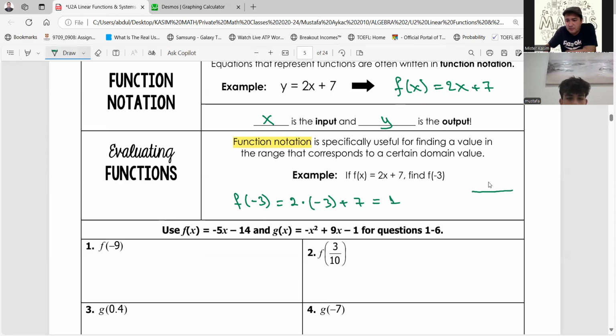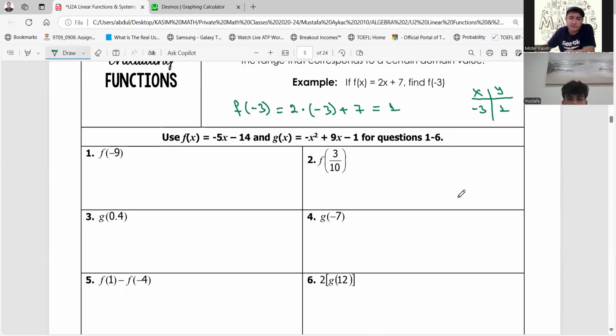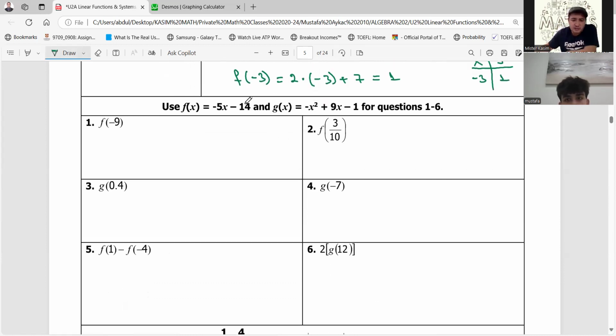If I'm making a table with x and y, when x equals negative 3, the value of the function is 1. After that we plot this point and connect them to get the graph of the function. Okay, now can you read this? Use f of x equals negative 5x minus 14 and g of x equals negative x squared plus 9x minus 1. Just put it as negative x squared, Mustafa. Okay. Negative x squared plus 9x minus 1.